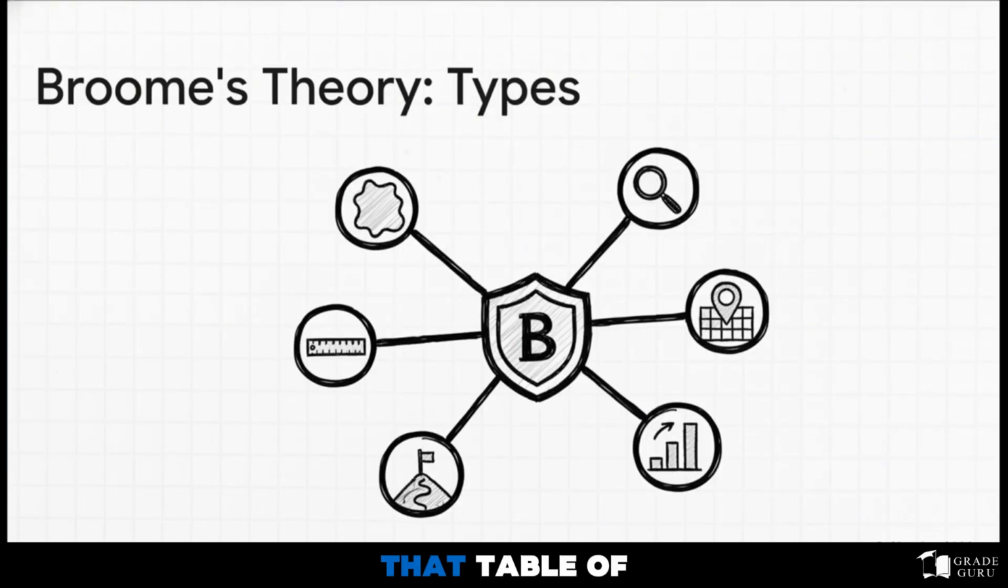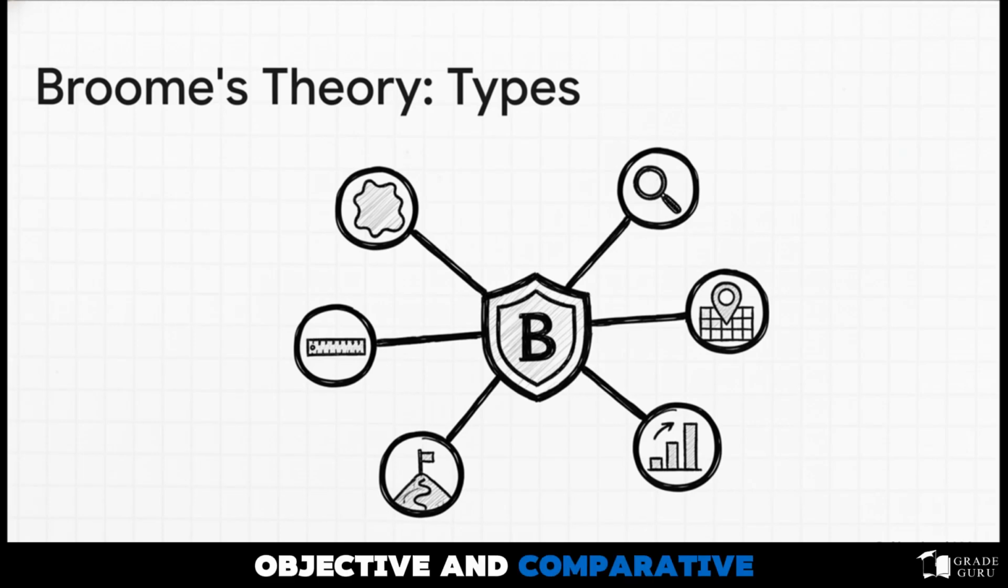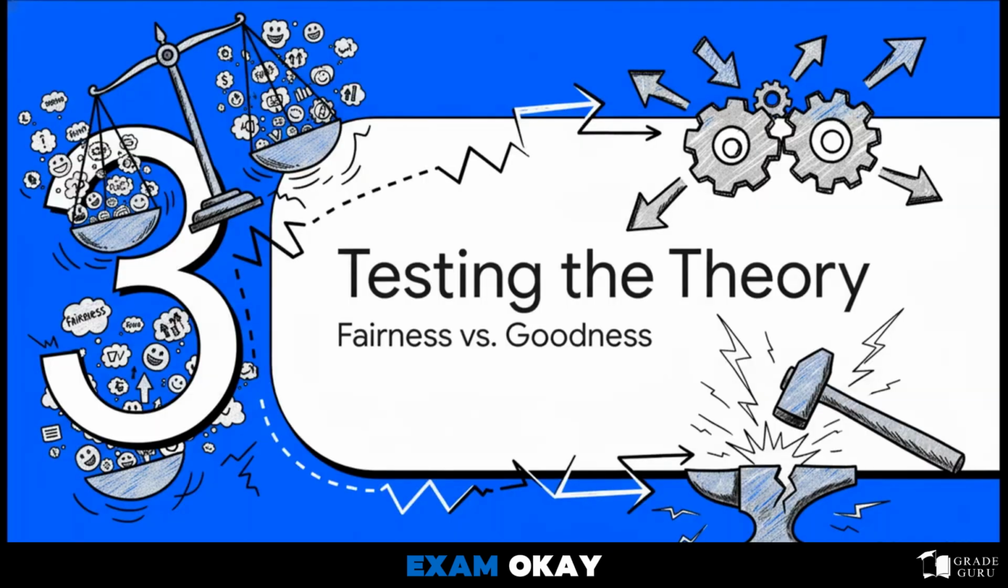So, if we go back to that table of fairness types we just looked at, where does Broome's theory fit? Well, it's considered substantive, narrow, local, objective, and comparative. This is a really key set of facts to have locked in for your exam. Okay, so we have this powerful framework, but what happens when an outcome that's fair according to Broome isn't actually the best outcome when you think about overall well-being?